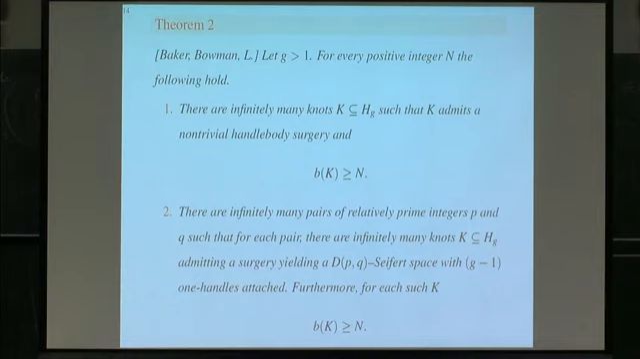So let G be bigger than 1. Then for any positive integer n, the following hold. There are infinitely many knots in this genus G handlebody that admit non-trivial handlebody surgeries, and their bridge numbers are bigger than this fixed number n. And there are infinitely many pairs P and Q such that there are knots in a genus G handlebody that admit non-trivial Dehn surgeries that give you this Seifert space with G minus 1 handles attached, and again have large bridge number.